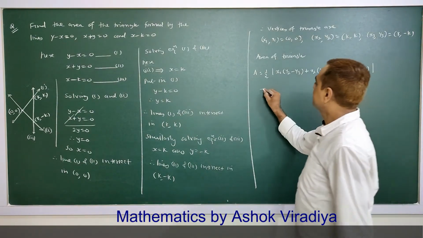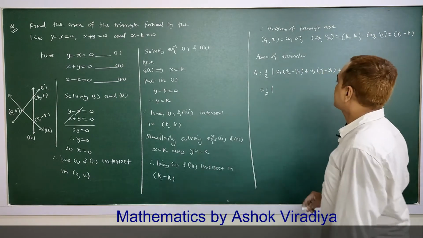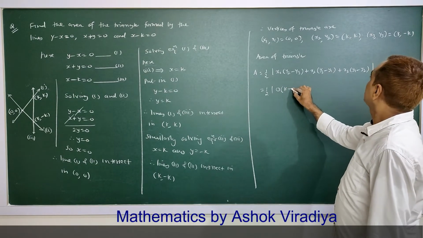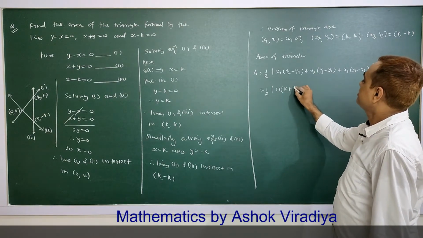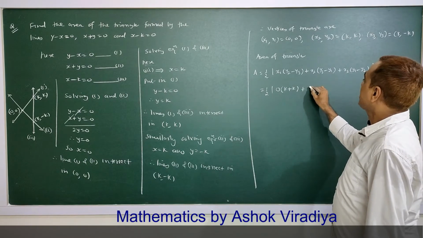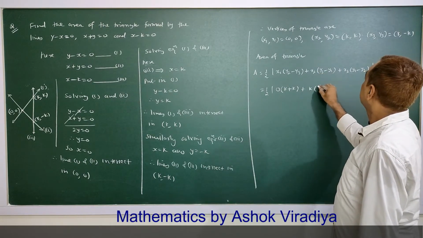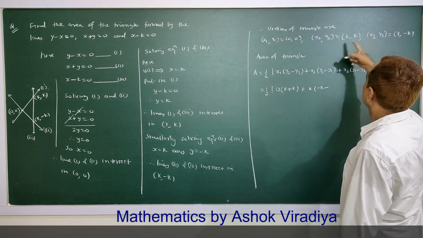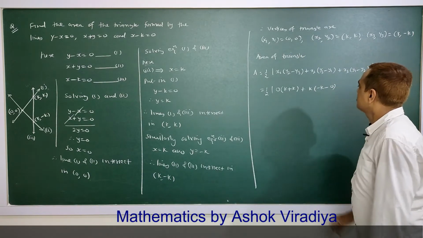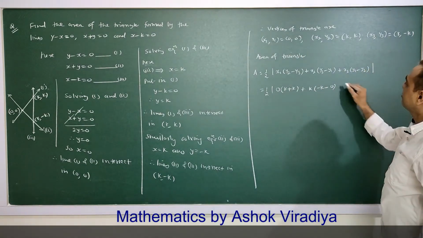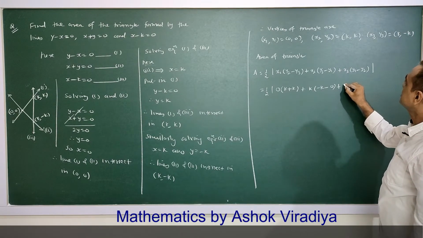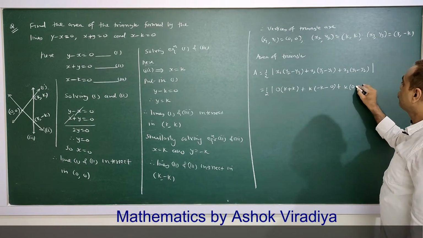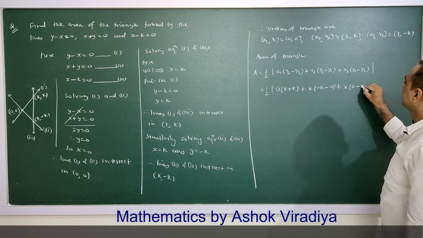So putting values here, 1 by 2 into, now x1 is 0, so 0 into y2 minus y3, y3 is minus k, so this will be plus k, plus x2, x2 is k into y3, y3 is minus k, minus y1, y1 is 0, so y3 minus y1, plus x3, x3 is k, so k into y1, y1 is 0 minus y2, y2 is k.